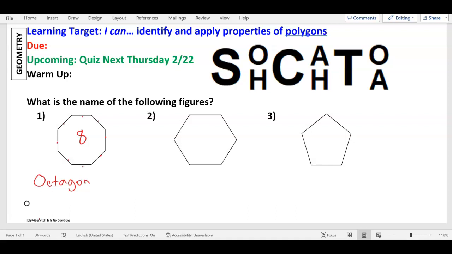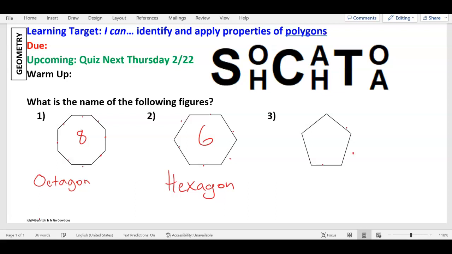All right, number 2. You count the sides. 1, 2, 3, 4, 5, 6. Do y'all know what a 6-sided figure is called? Yes, but do your test. Hexagon. And hexagon and 6 both have an X. That's a way to remember that one.